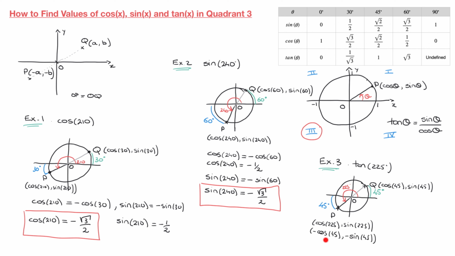Okay, so these are the coordinates of our point P, and of course cosine of 45 and sine of 45 are both well known. Indeed, they're right here in our table. They're both equal to the square root of 2 over 2. But again, what about tan?